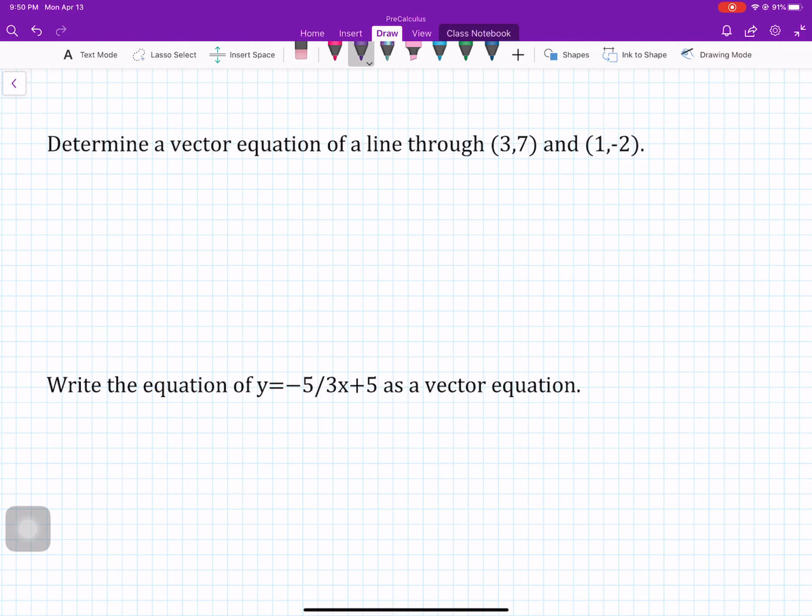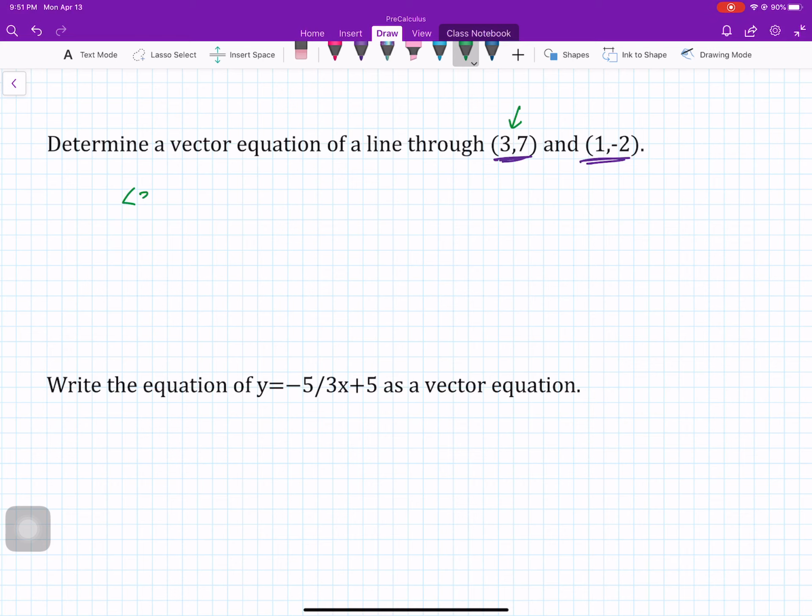Determine the vector equation of a line through the points (3, 7) and (1, -2). And you heard me say, and I'll say it again, that there are several different answers that you could actually come up with that would be correct for these types of problems. So the way that I do it or the way that your friend might do it could be different than you, but you can both be equally correct. So you have to first establish a starting point. Either one of these points expresses a vector, could be a starting point. It doesn't really matter which one you pick. Since (3, 7) is listed first, I'll just use (3, 7).